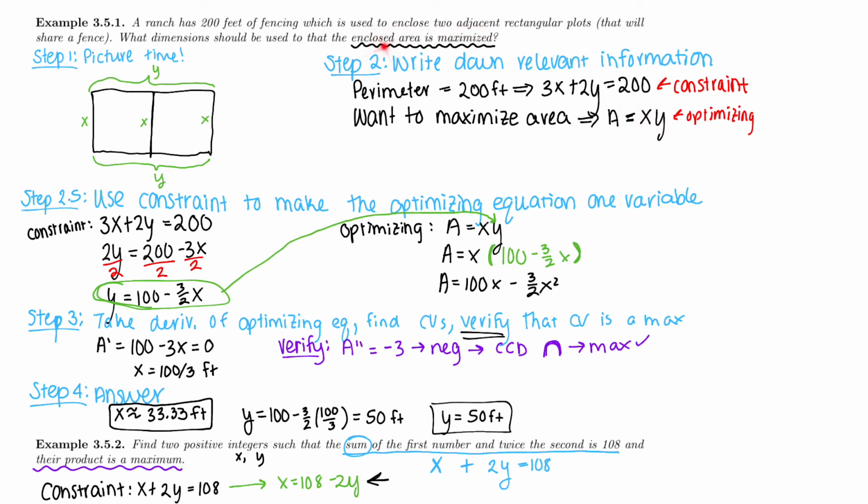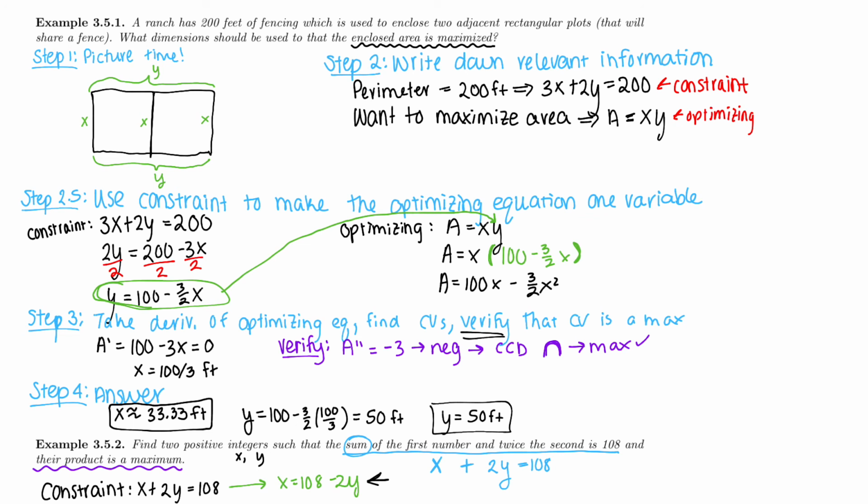When it says enclosed area is a maximum, that means area is our optimizing function. The optimizing function is the function you ultimately end up taking the derivative of. You cannot take the derivative of the optimizing function until after you have substituted in the constraint information, right? We have to substitute in the constraint information so that it's one variable.